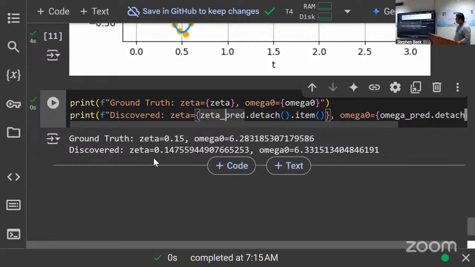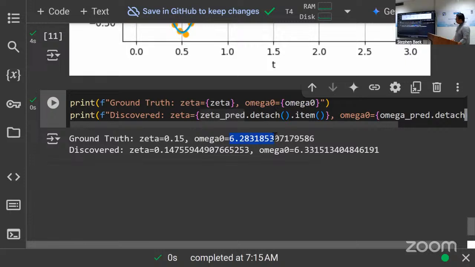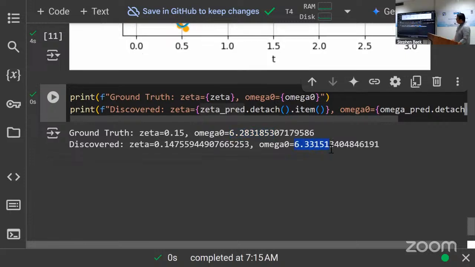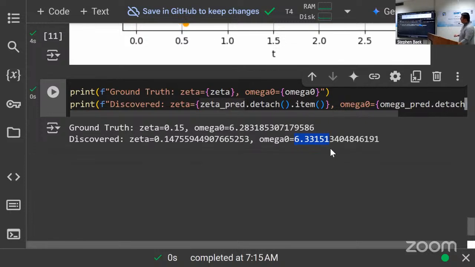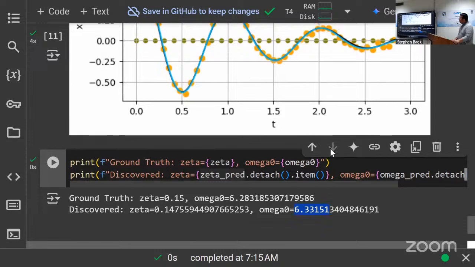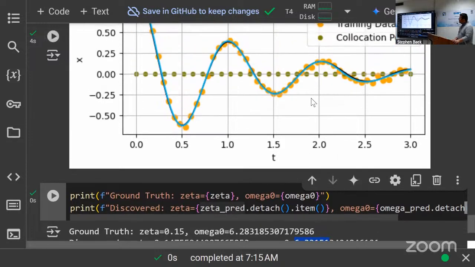And as a result, I got zeta equals 0.14755, which is pretty close to 0.15. And for omega 0, the ground truth is 2 pi, so 6.28. Omega 0 predicted by the model is slightly higher than the ground truth, but reasonably good, right? If you consider the fact that it had noise and things like that.